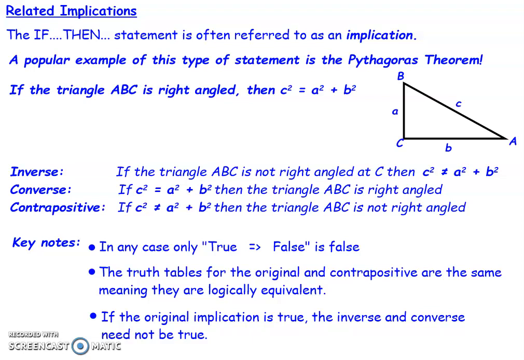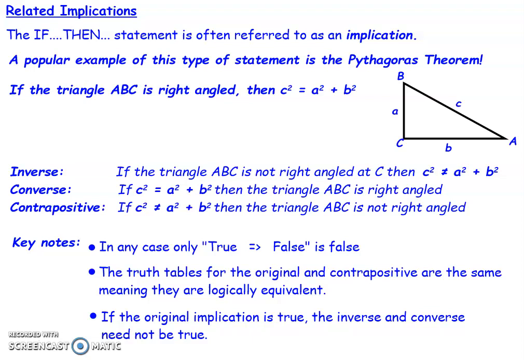And there's a couple of things to note about this. In any case, only true implying false is false. So if we make a statement and we end up getting a false result for that statement, it's false overall. And the truth tables for the original and the contrapositive are the same, meaning they're logically equivalent. Something that we can remember when using proof by contrapositive when we're proving statements in scenarios.